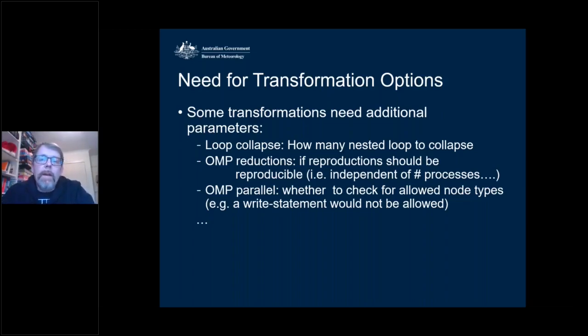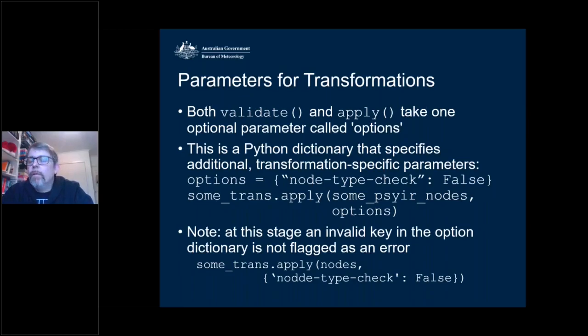Now, both validate and apply take one optional parameter, which is called options. Options is just a generic Python dictionary, and it specifies those transformation-specific parameters. So it's basically key-value, and you can have an arbitrary number of those parameters. For example, we can say options equals no type check is false. Then we call the apply transformation, here my list of nodes, and then the option dictionary.